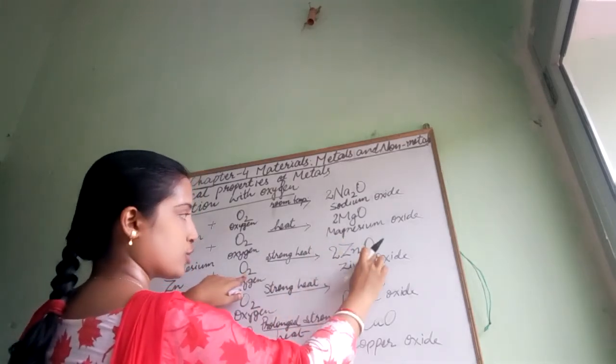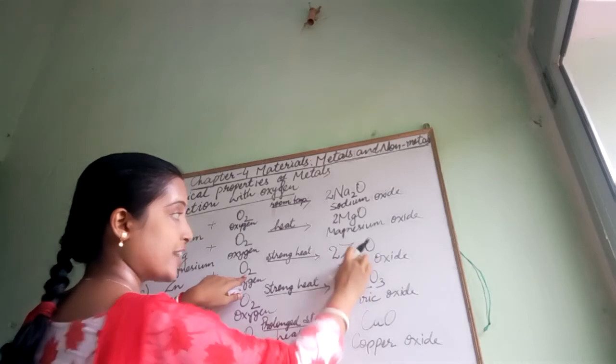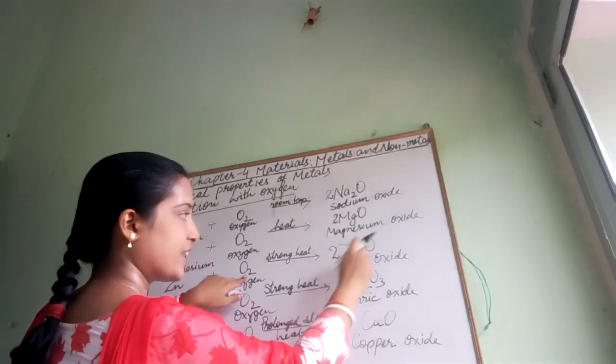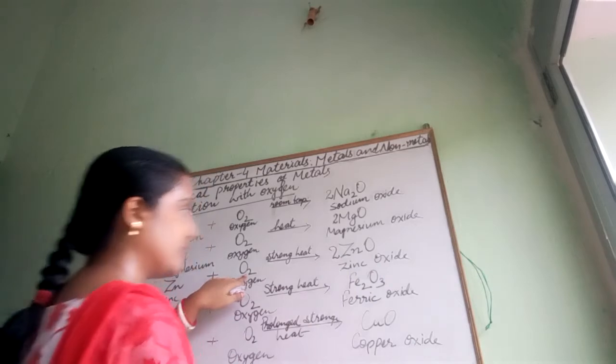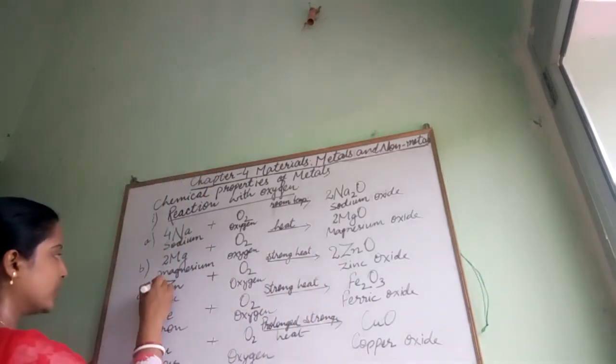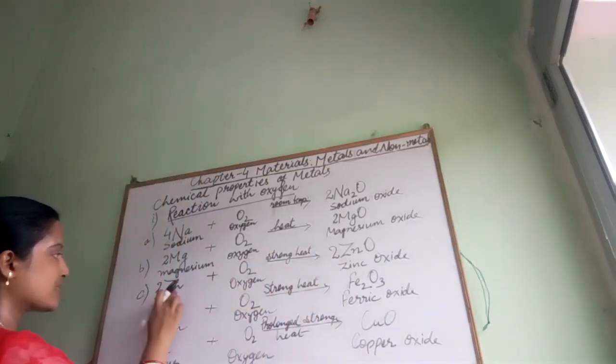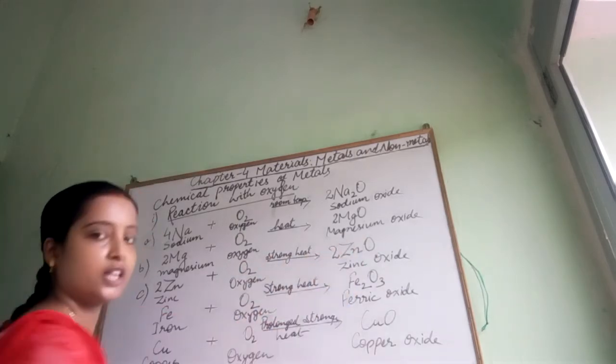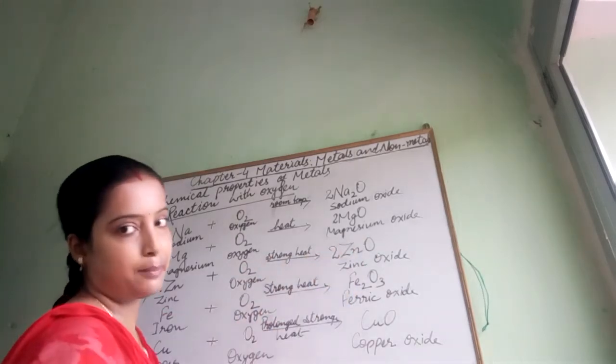So 2 oxygen, but along with oxygen Zn also becomes 2. This 2 is for both Zn and oxygen. So what will we do? Yes, we will put the 2 here also. So 2Zn, 2Zn, 2O, 2O. Now the reaction is balanced.